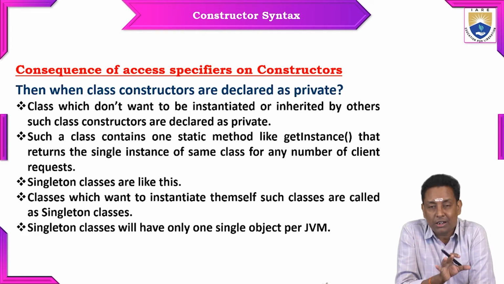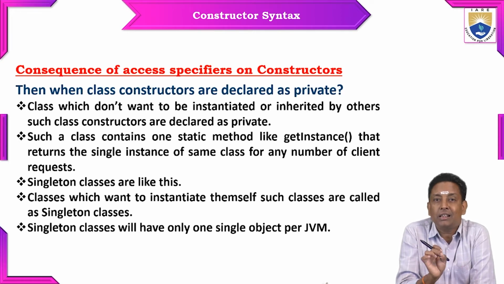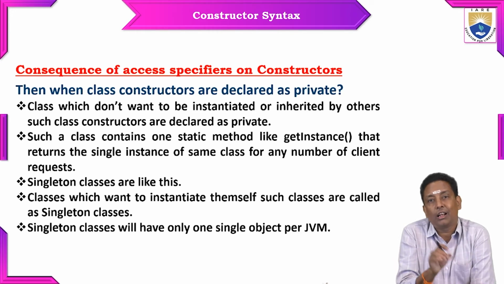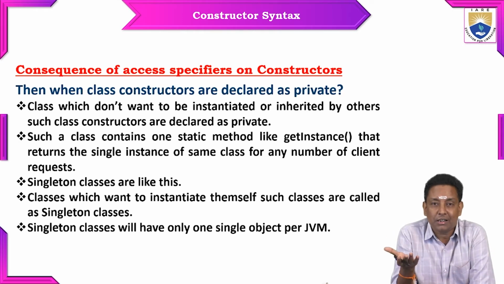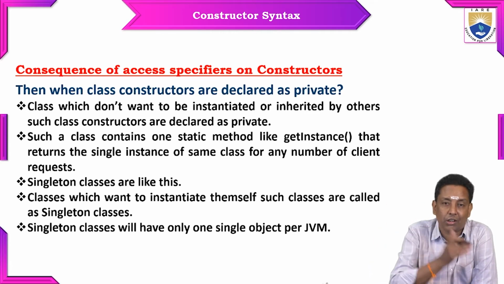People say singleton object, but it's not a singleton object, it's a singleton class. A singleton class means that the class contains only one single object. Don't say singleton object. Singleton object is wrong. Singleton class is correct. In Java, you'll find many singleton classes in which the constructor is declared as private. Because the constructor is private, no class can inherit or instantiate it within or outside the package, then how can the class be used?